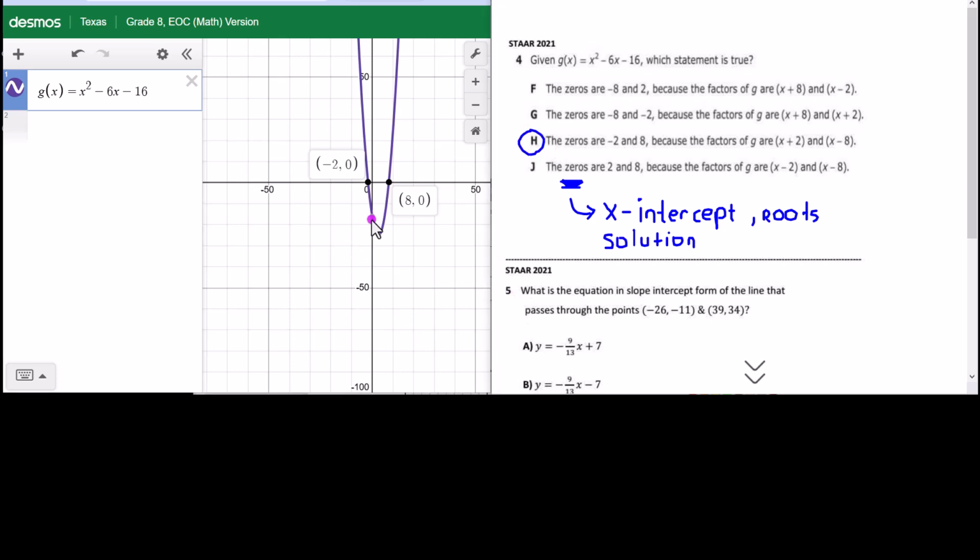See how cool it is? So please remember, the key is remember 0 means x-intercept, and please remember that you have a friend called Desmos calculator. Okay, perfect. Let's go on to the next problem.